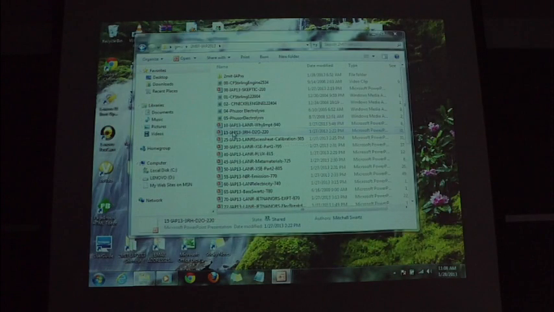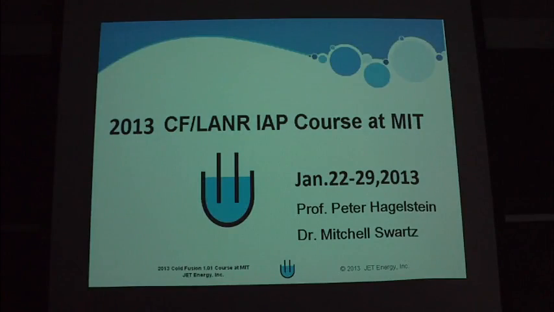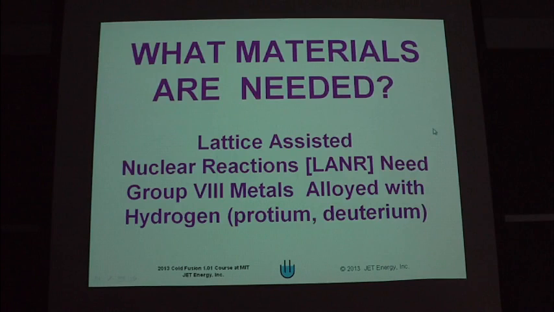Let's talk a little about the materials. As I mentioned, we use group 8 metals that we load, that means fill, like water fills into a sponge, with hydrogen, either protium or deuterium, that's heavy hydrogen. And the problem we find is that when we load it, we don't want to create cracks in the material, because then these materials come out and we don't get the sufficient loading.